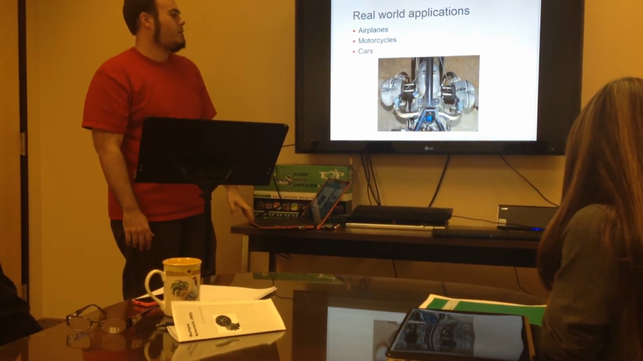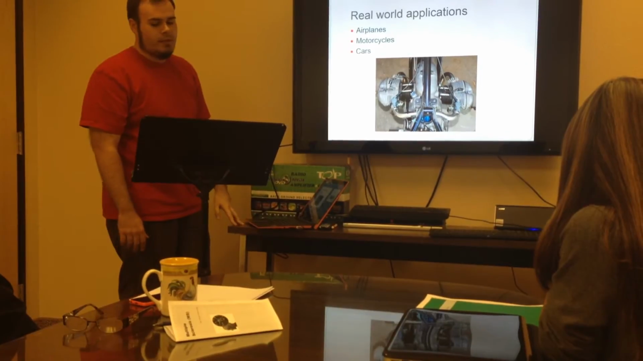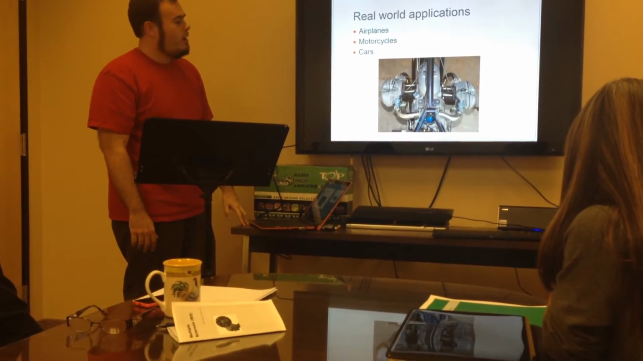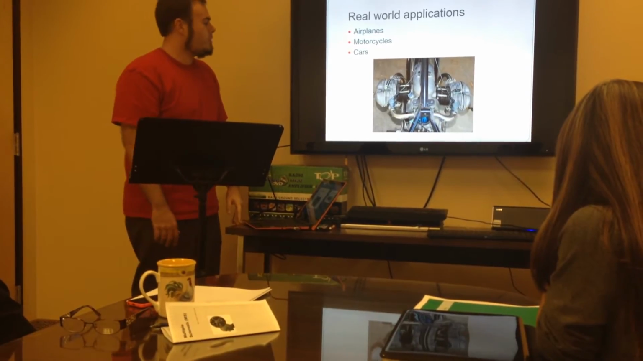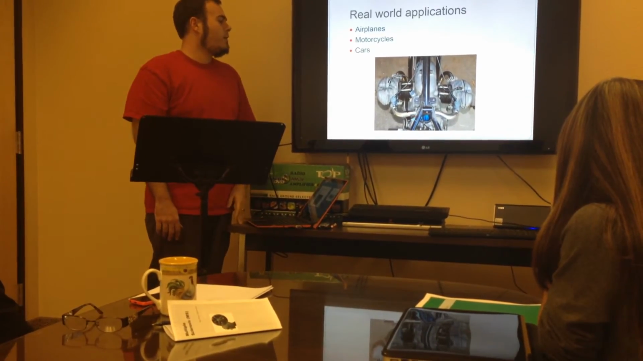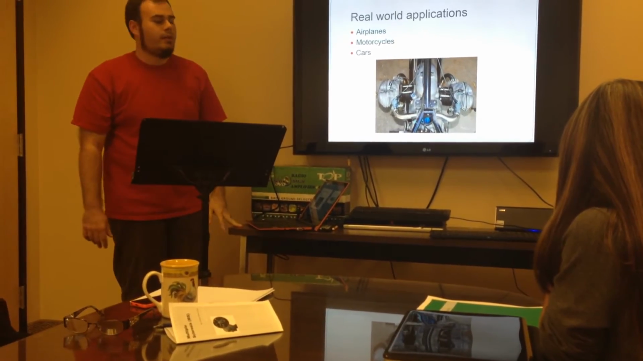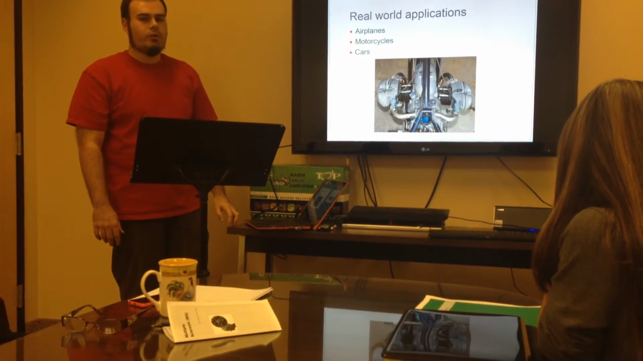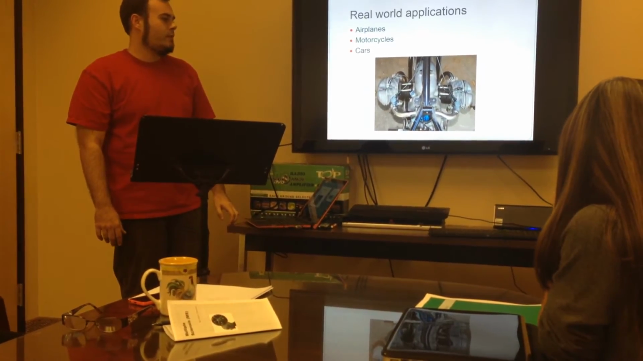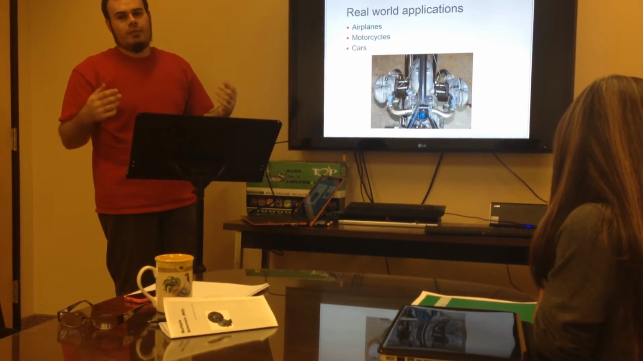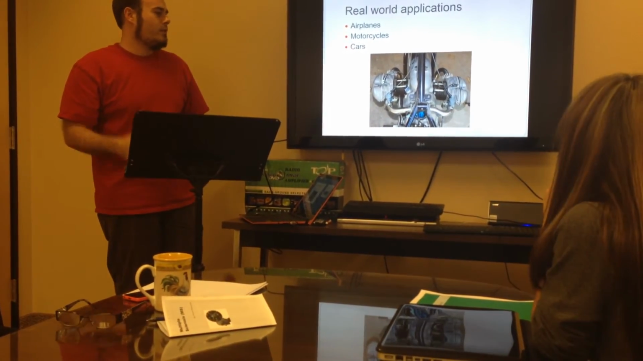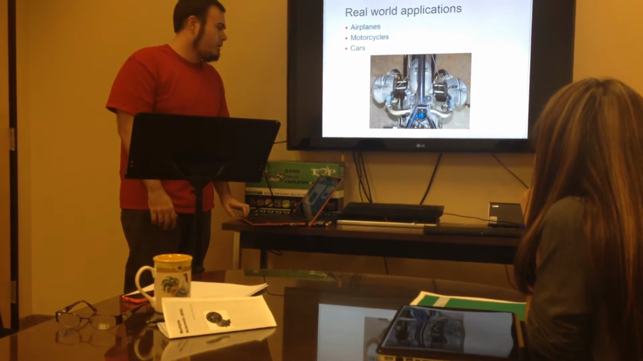Real world applications: it is used in airplanes, motorcycles, and cars. And this is a picture of a motorcycle with a 2-cylinder Boxer engine. They used this in motorcycles back when they had air-cooled systems. Since the cylinders stuck out further, it was easier for the air to cool the engines so they would not overheat.